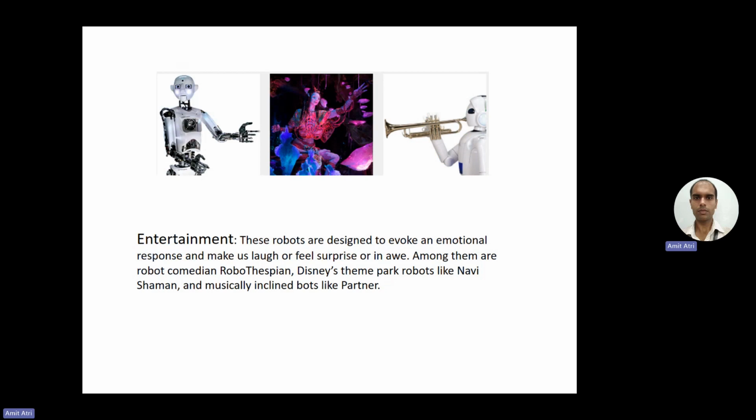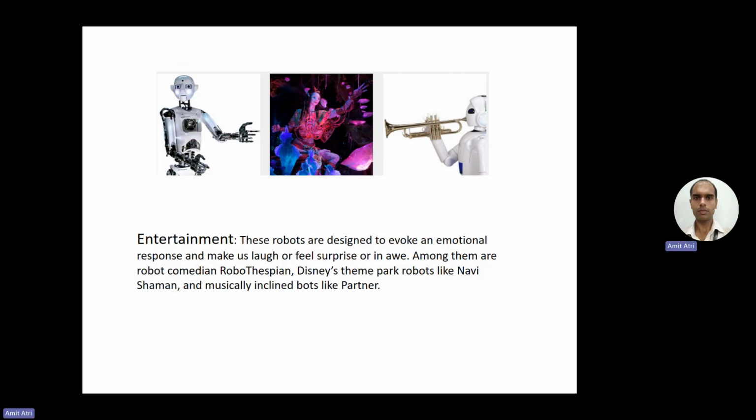Next category is the entertainment robot. These robots are designed to evoke an emotional response and make us laugh or feel surprise or awe. Among them are the robot comedian, robot thespian, Disney's theme park robots, and musically inclined bots like the Partner.